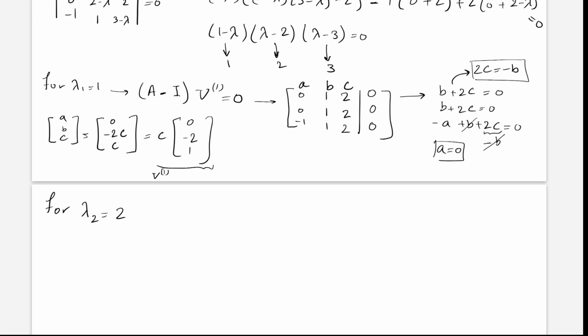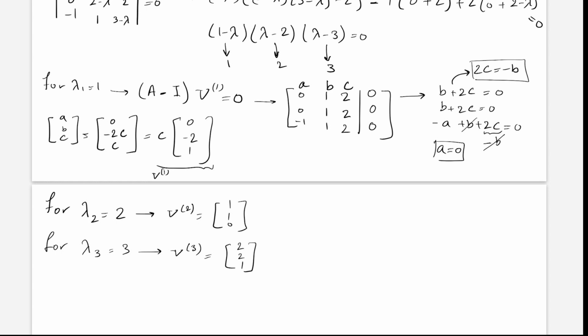I don't want to do the same procedures because they're easy. So the eigenvector for the second eigenvalue, 2, will be 1, 1, 0. And for eigenvalue 3, the corresponding eigenvector will be 2, 2, 1.